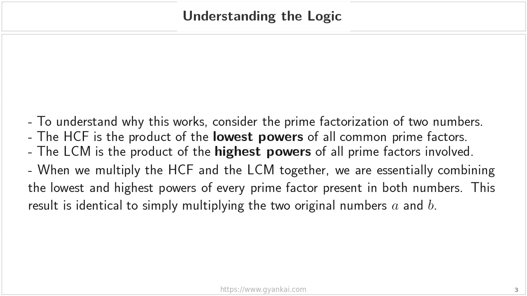Now, here is the aha moment. When we multiply the HCF and the LCM together, we are essentially combining those lowest powers and highest powers of every single prime factor present in both numbers. If you look closely, this process perfectly reconstructs the original prime factors of both numbers. Therefore, the result of multiplying the HCF and the LCM is identical to simply multiplying the two original numbers, a and b. This is exactly why the formula we saw on the previous slide holds true, and it sets us up perfectly to see how we can apply this step-by-step in the next slide.